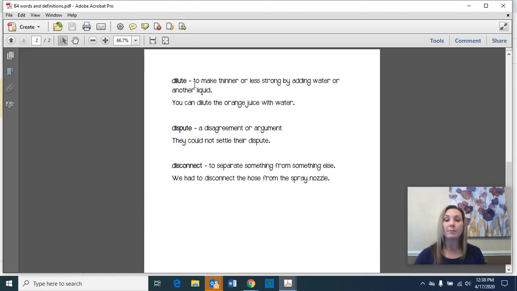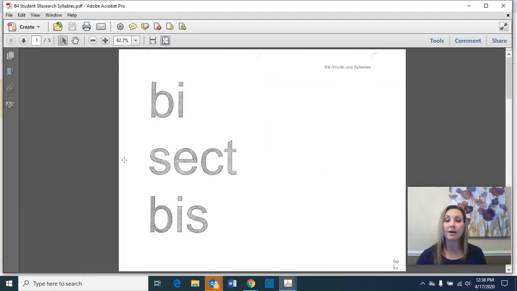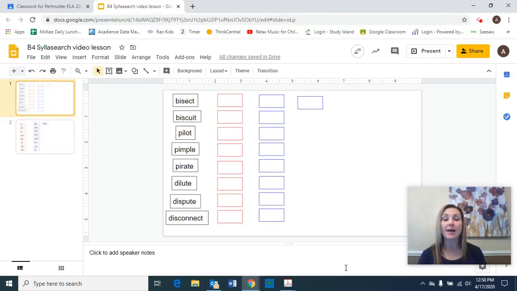Now, before we begin, I want to make sure that you have already printed out your Syllasearch syllables and cut them out, or if you don't have a printer, you can go ahead and write them just right here like Mrs. Perlmutter did, and then you can just cut them out, okay? If you have not done that yet, please pause the video and do that. Okay, McKee Scholars, now you should have all of your letters cut out. They should be laid out, organized in front of you, maybe on a table or on the floor, whatever's most comfortable for you. All right, we're going to begin.